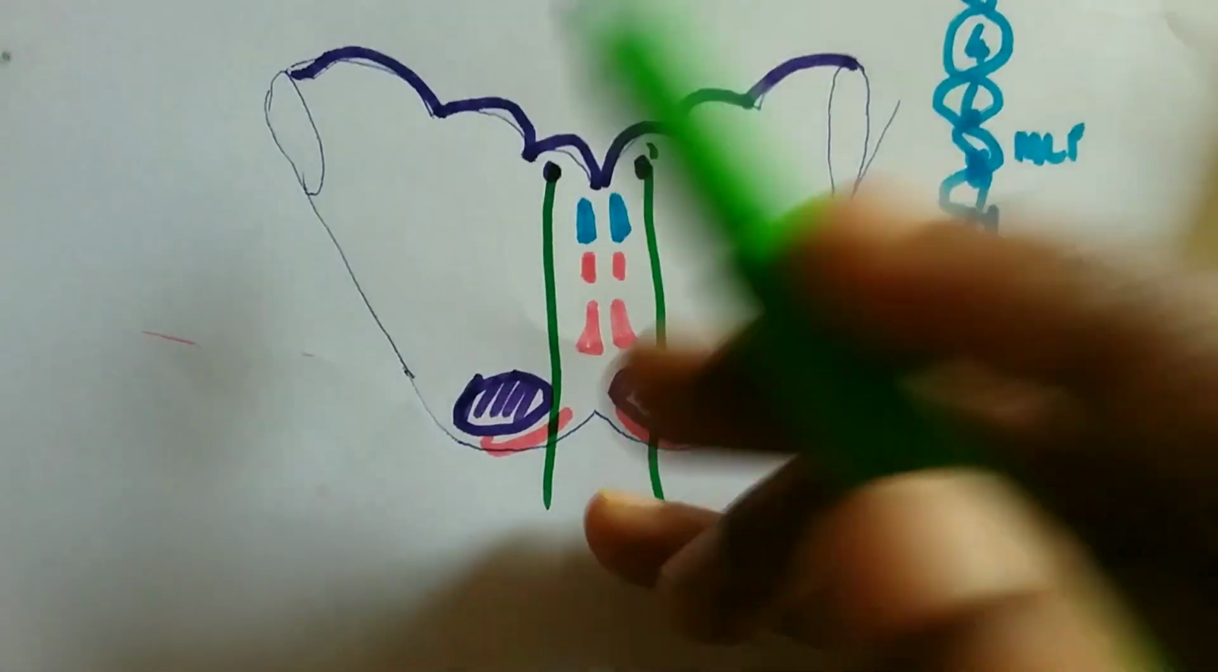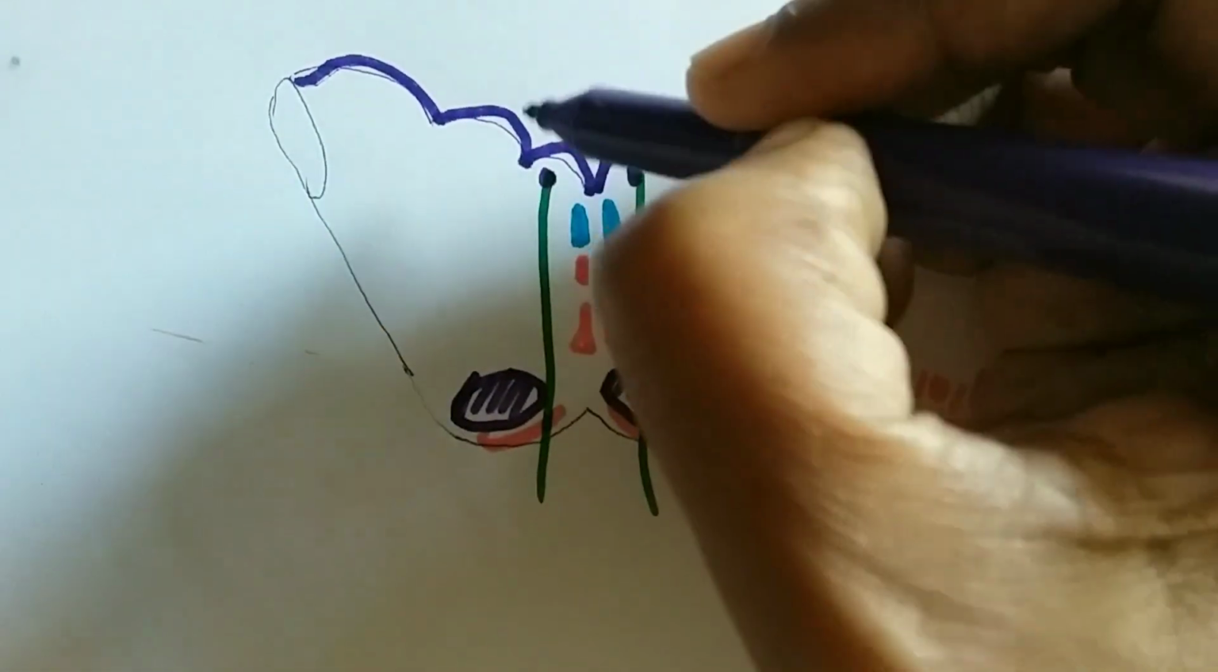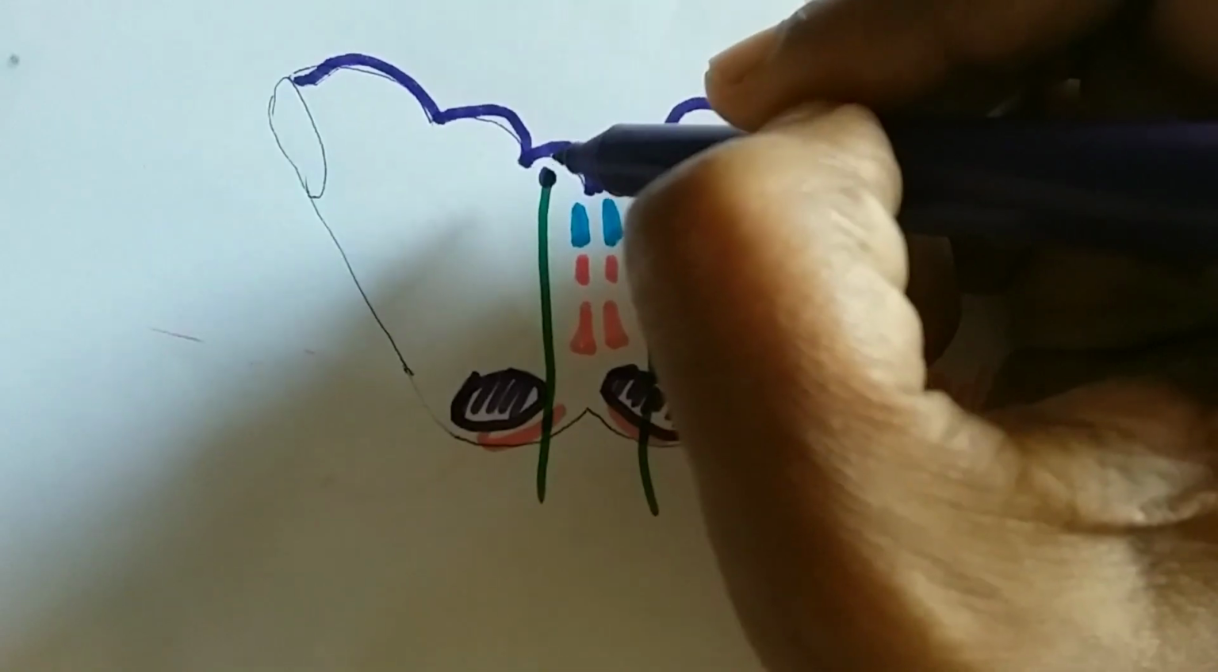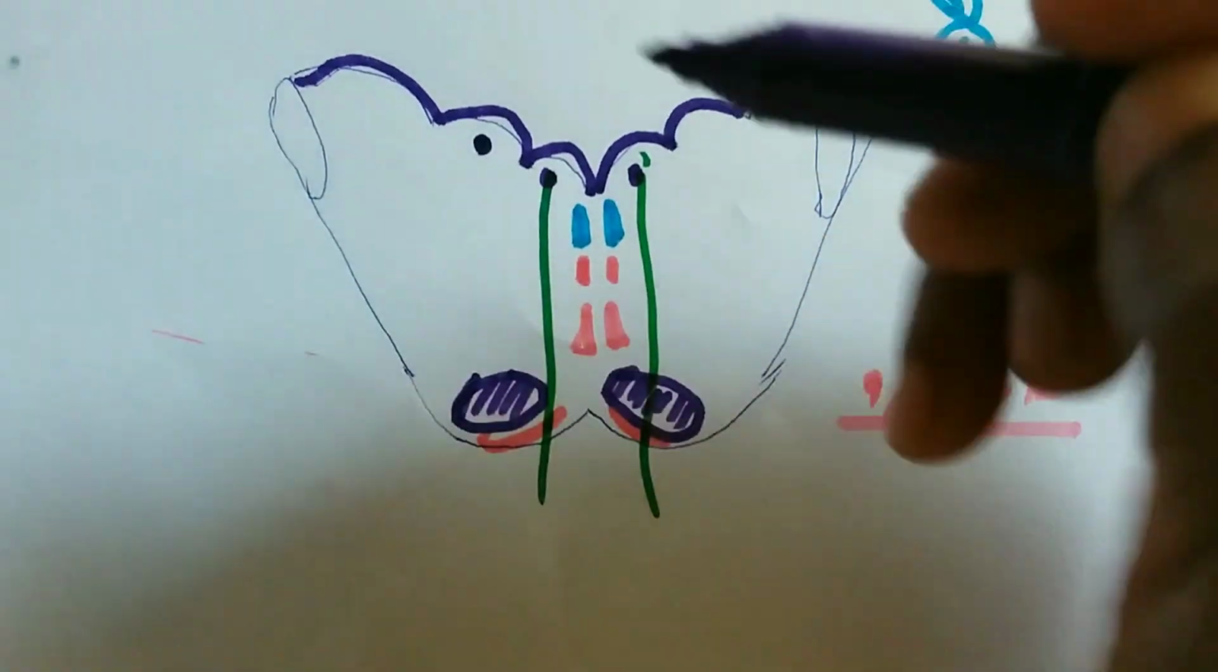Okay, next thing I'll move on to the next nucleus. Ready? So I will draw the next nucleus. This bulge is for hypoglossal, that bulge is for the dorsal nucleus of vagus.